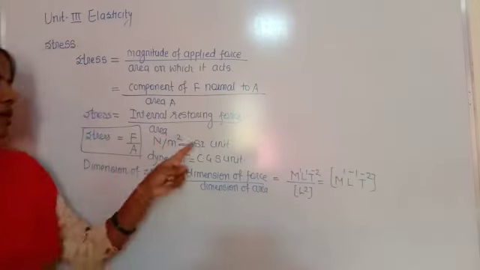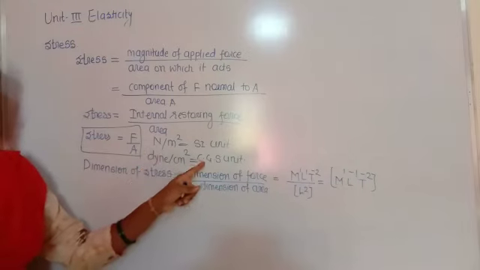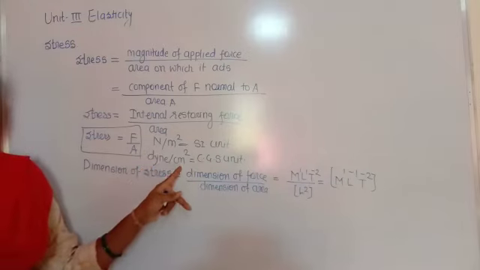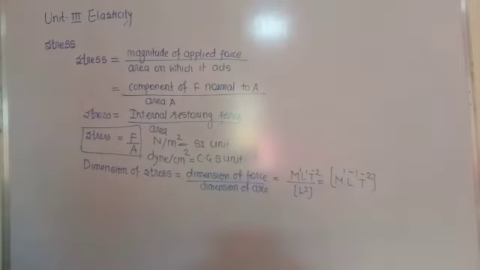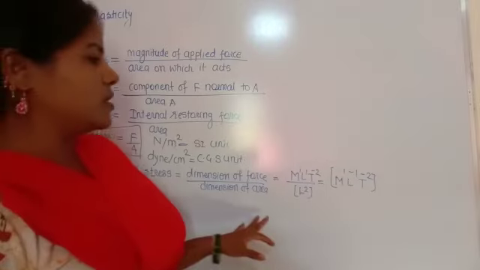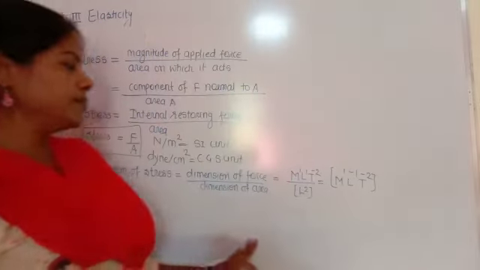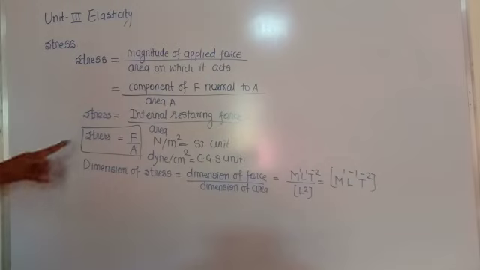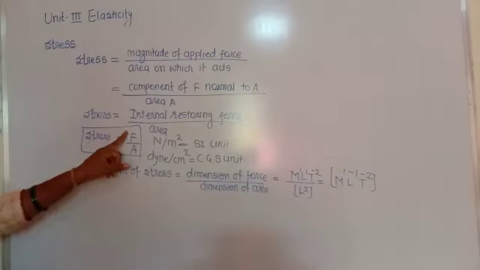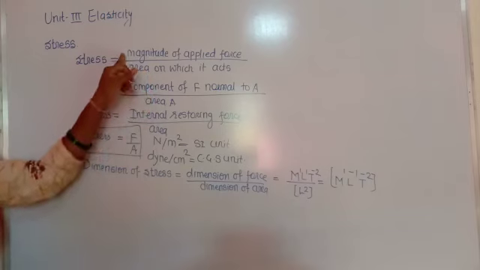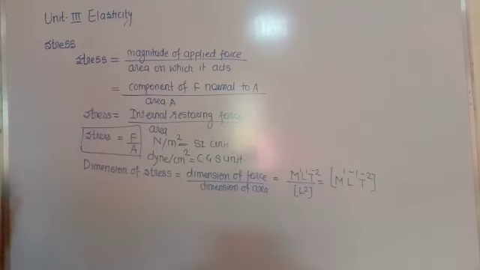The SI unit is Newton per meter square, the CGS unit is dyne per centimeter square, and this is the dimension. Stress is not a vector quantity because no specific direction can be assigned to it. It is also not a scalar quantity. That is, it is neither a vector nor a scalar. This is simply stress, because this force has no direction. That is why it is simply internal restoring force divided by area. We have taken here the magnitude of the applied force, so there is no direction. Stress is neither a vector nor a scalar quantity.